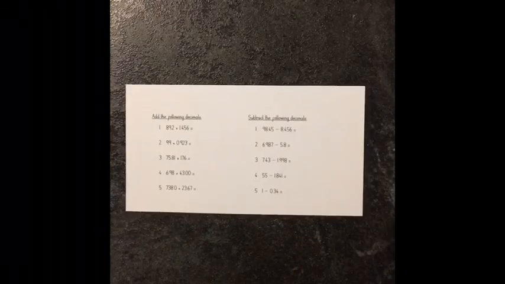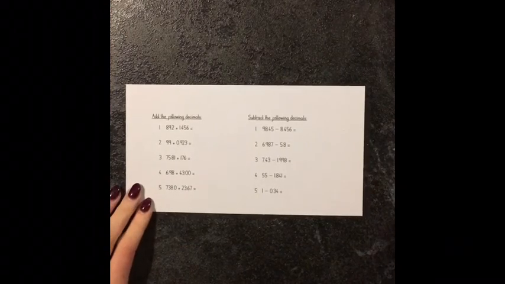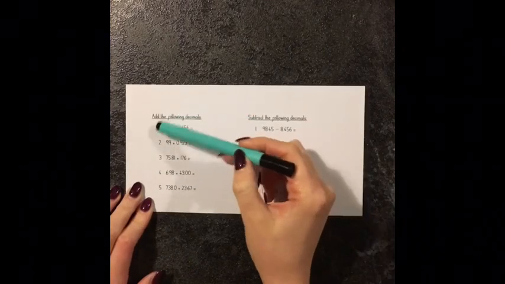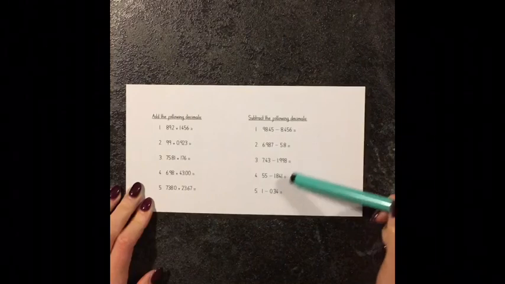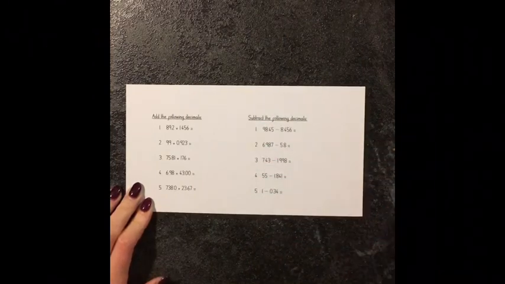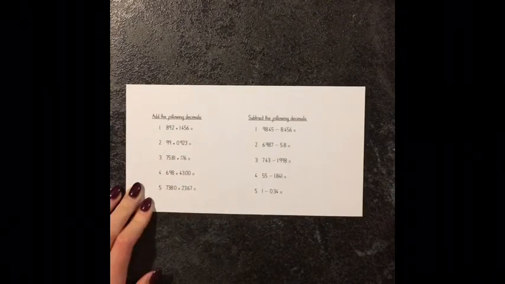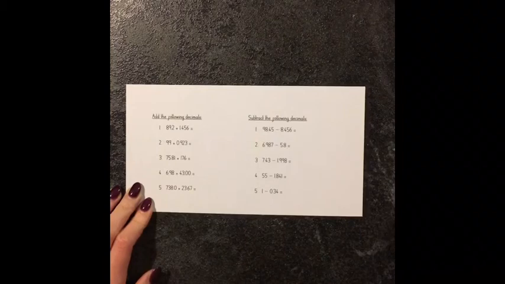Now that we've gone through some examples together, it's your turn to try and calculate some questions where there are different amounts of decimal places. So you have 5 addition and 5 subtraction. You will need a scrap piece of paper and a pencil or a pen, so just jot down the calculations and have a go at adding and subtracting them.